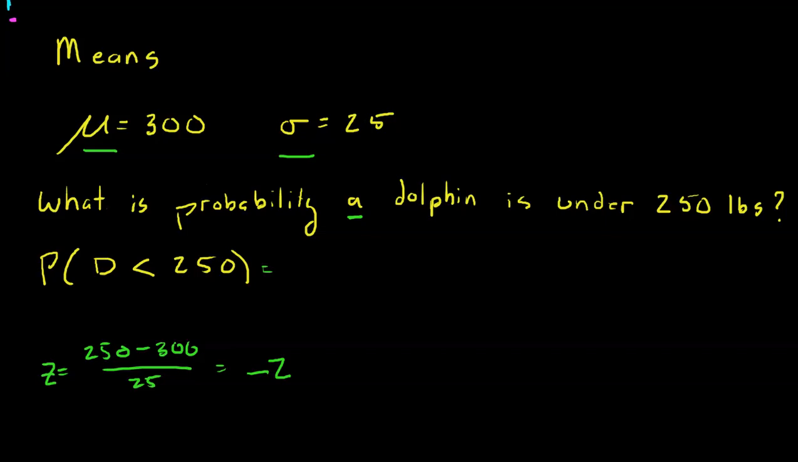So I would have to be told somewhere in the directions that the population of all dolphins follows a normal model, or a normal distribution, right? Or it's approximately normal. That is amazing news, because that tells you the normal tables or the normal CDF on your calculator is fair game.